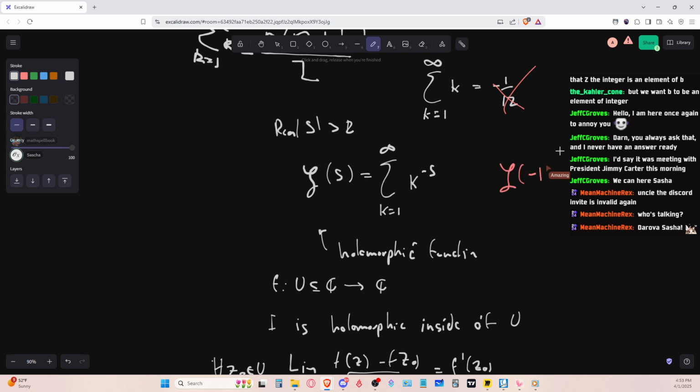What was the value you wanted? -1? Yeah, -1. The zeta function can be extended to -1. And this is where the famous equation we wrote here comes from: 1 + 2 + 3 + 4 + 5, all the way to positive infinity, equals -1/12.